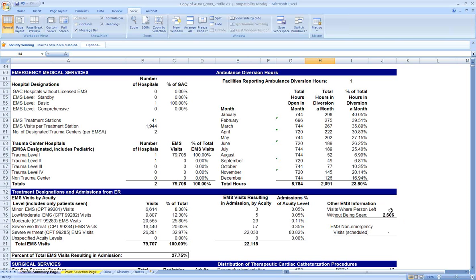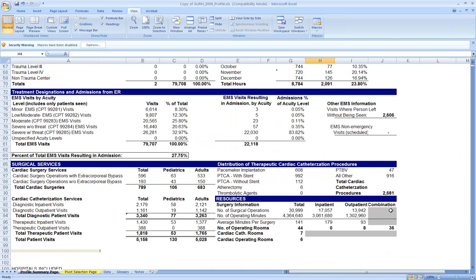And then there's a bit of information here, which is the visits where a patient left without being seen, which could be an indication that the emergency room is not well functioning. If a lot of patients are leaving before they're being seen by a doctor in the emergency room, it's a sign that they're either overcrowded or they don't have a very good way of moving patients through the emergency room, or very long delays.